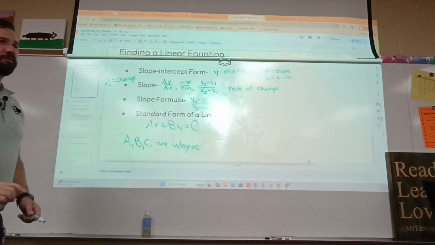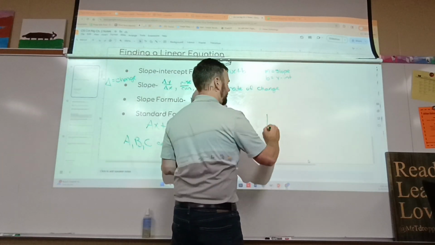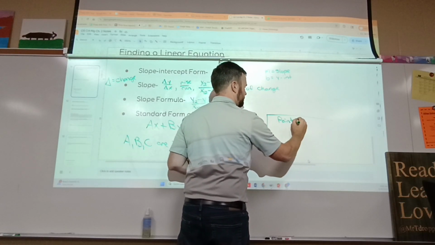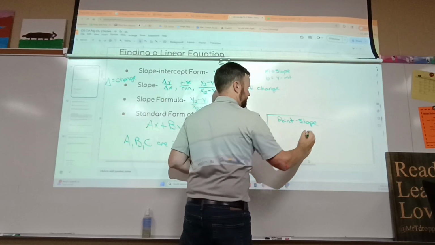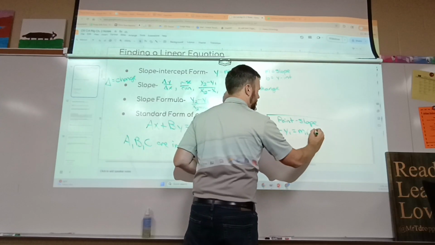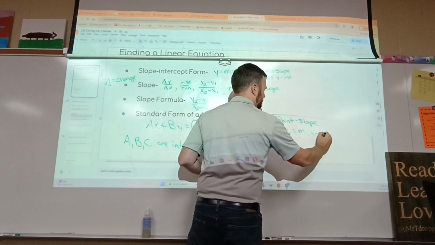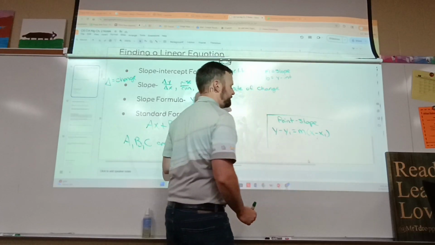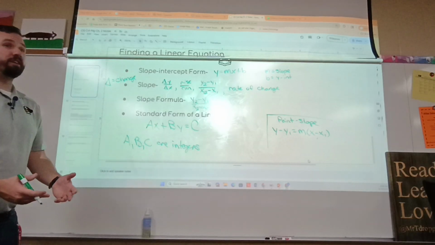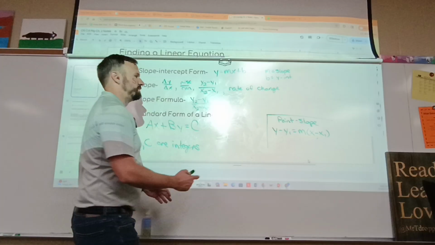The equation of a line I find more important is actually going to be point-slope. And that's y minus y1 equals slope times x minus x1. Because if I'm given a point and a slope, I can just plug it in, right? And that's usually what we're given. You're given a point and a slope. Very rarely you're like, here's an intercept and a slope, find the equation. Usually given this.